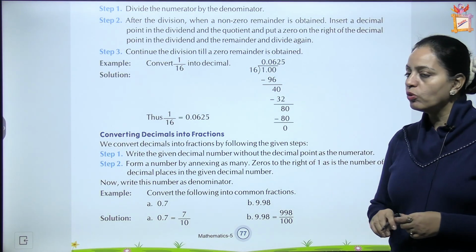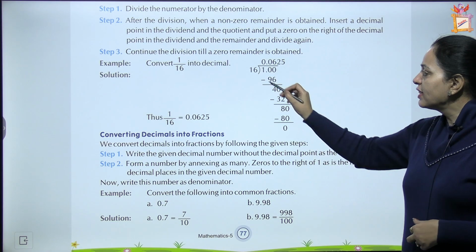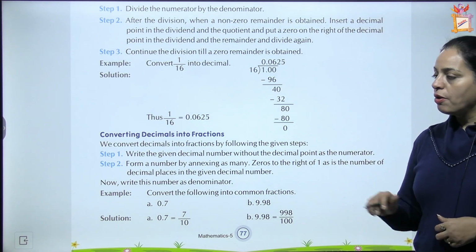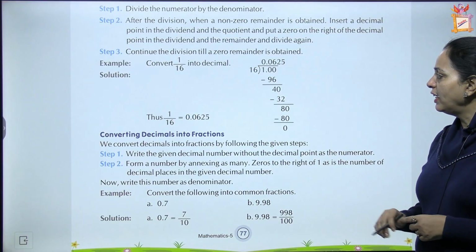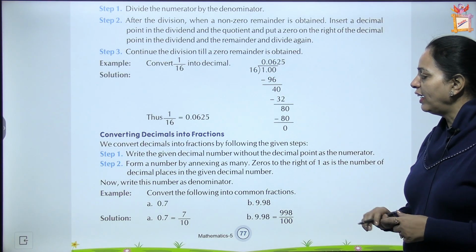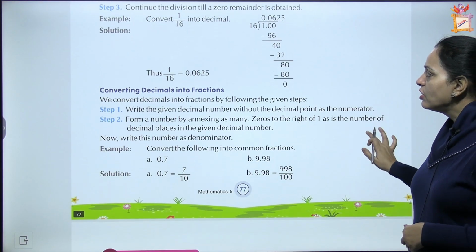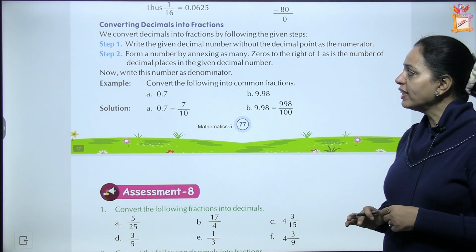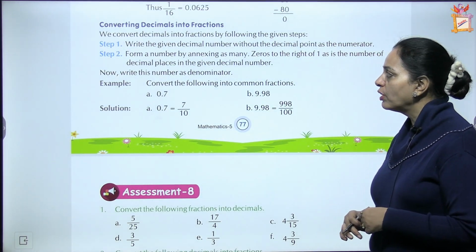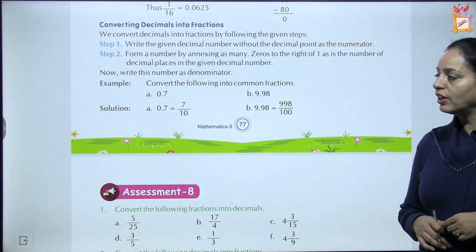Now take one more 0. It becomes 40. 16 2s are 32. We will subtract, 8. Take one more 0. This becomes 80. 16 5s are 80. So answer is 0.0625. Now converting decimals into fraction, we convert decimal into fraction by following the given step.